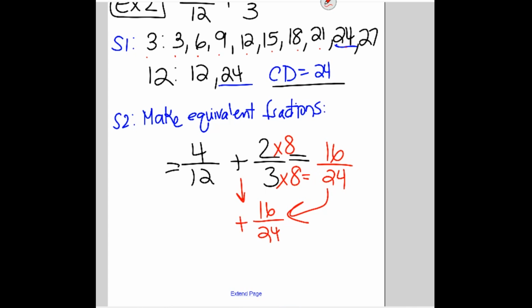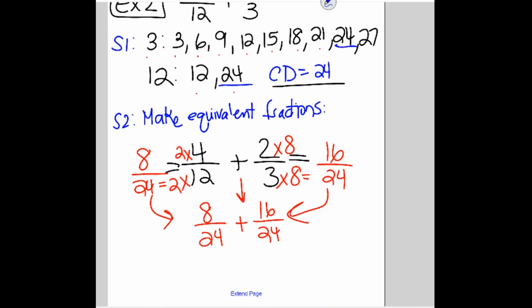12 times what gives me 24? Oh, easy peasy. 1, 2. 12 times 2 gives me 24. Now, whatever I do at the bottom, let's do to the top. 4 times 2 equals, oh, that's easy, 8. So now that's our second new fraction, 8/24. And now what do we do next?